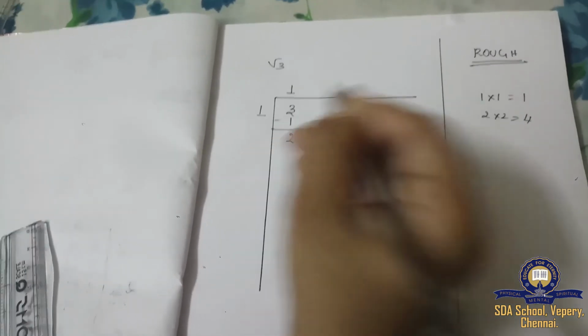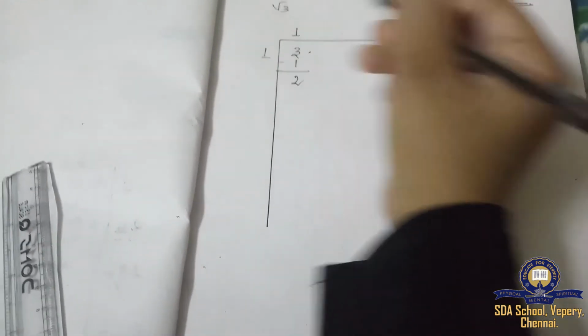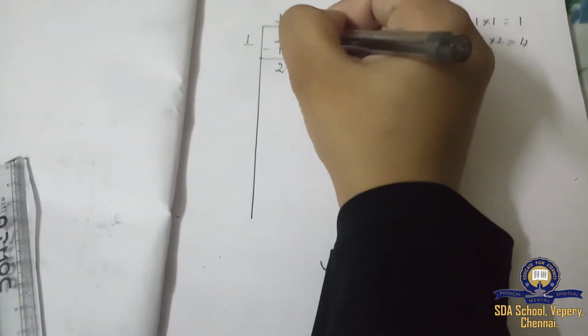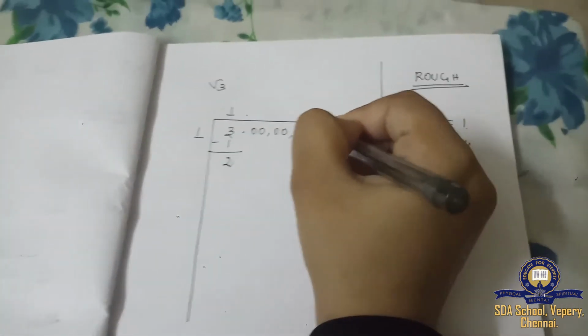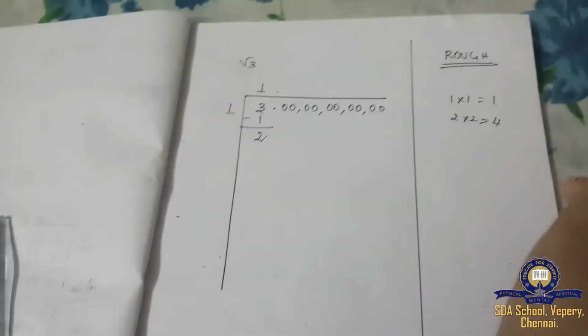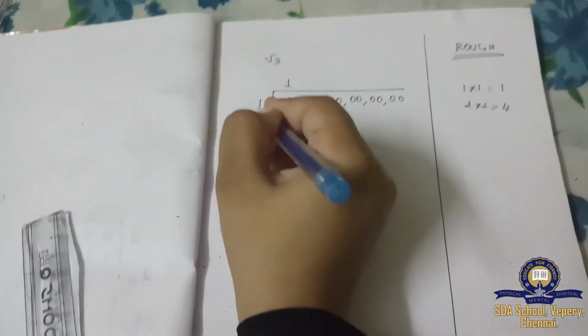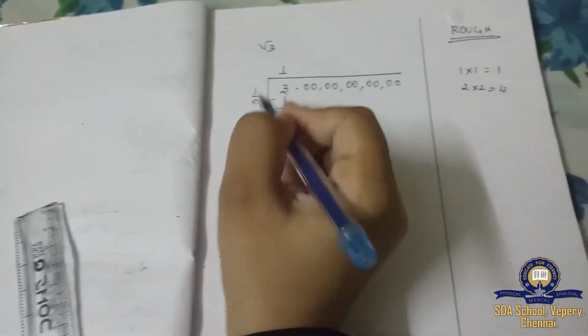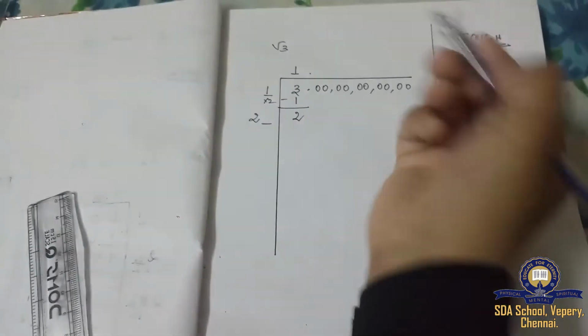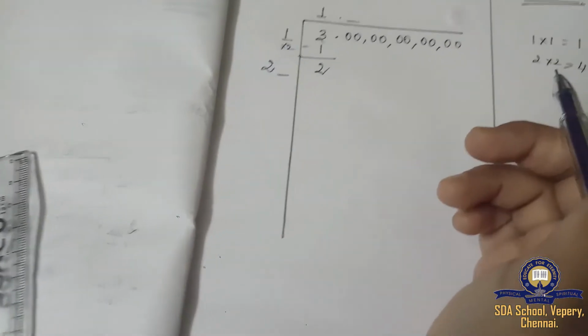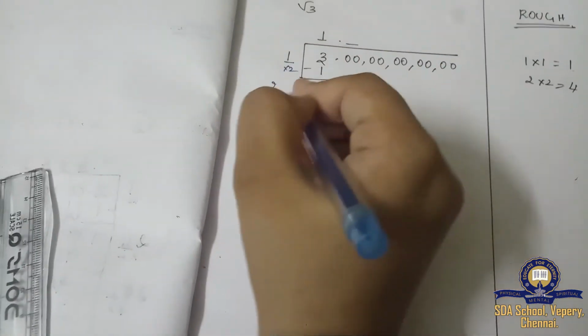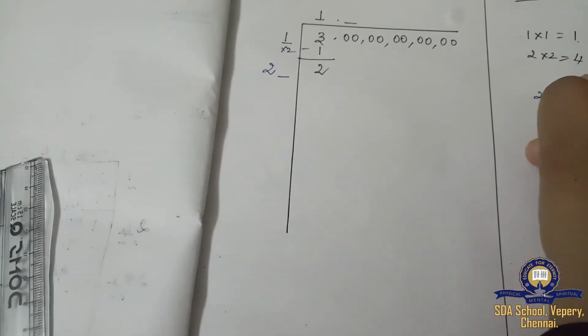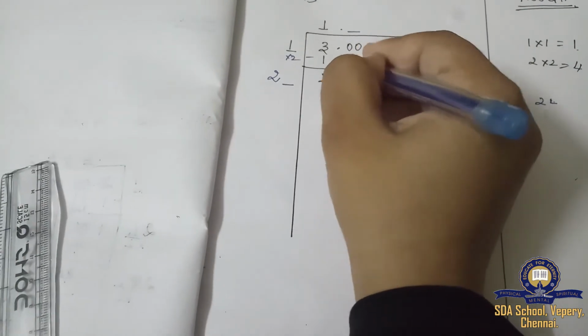Now let us put a decimal point and then add as many zeros in pairs. Next, I have to multiply this with 2. 1 twos are 2. Then put a hyphen over here. Okay. That is 2 into what? First of all, again bring 2 zeros down. 200.